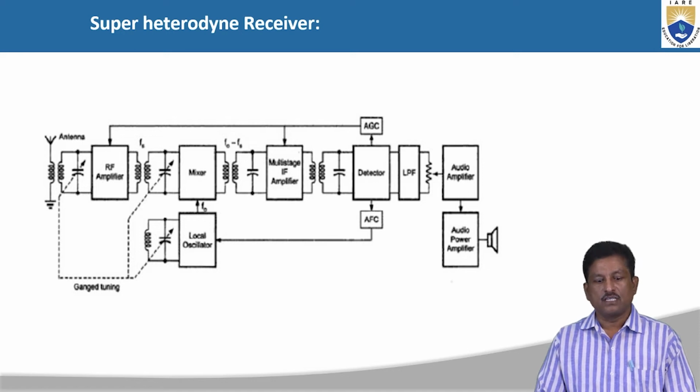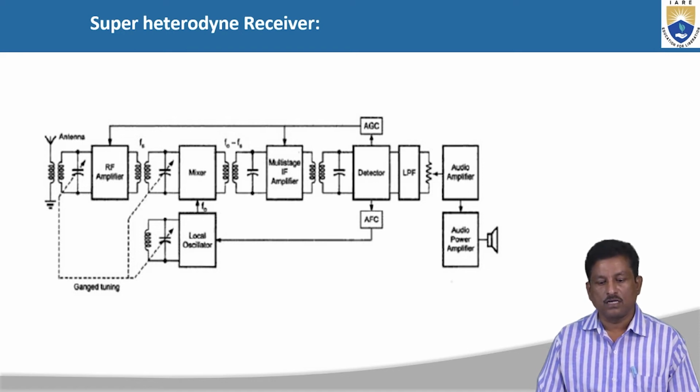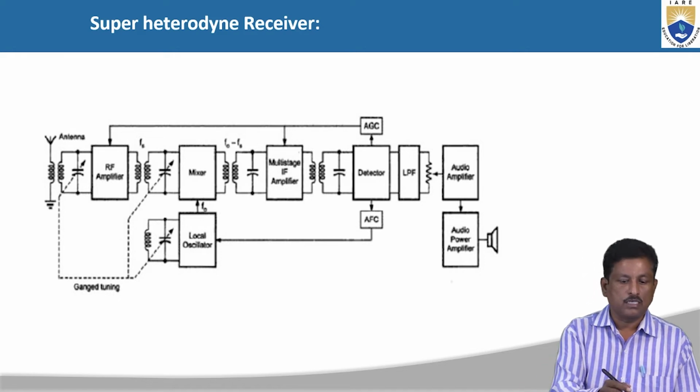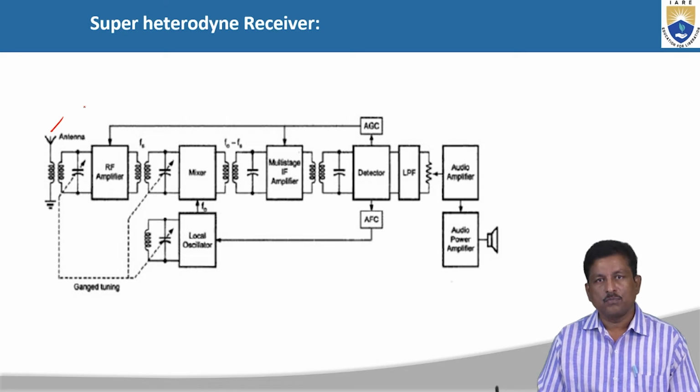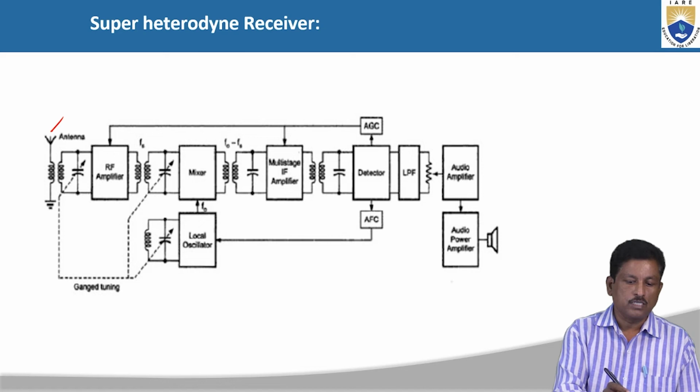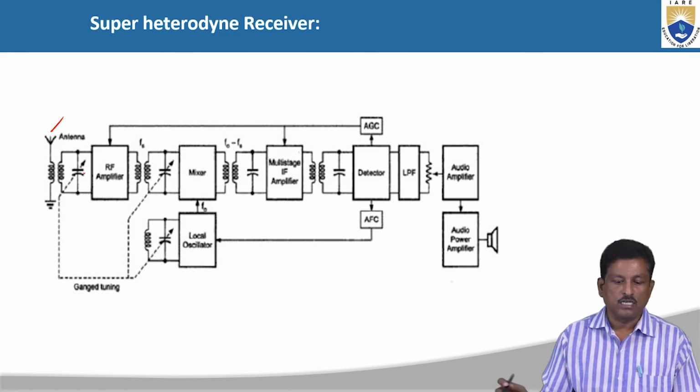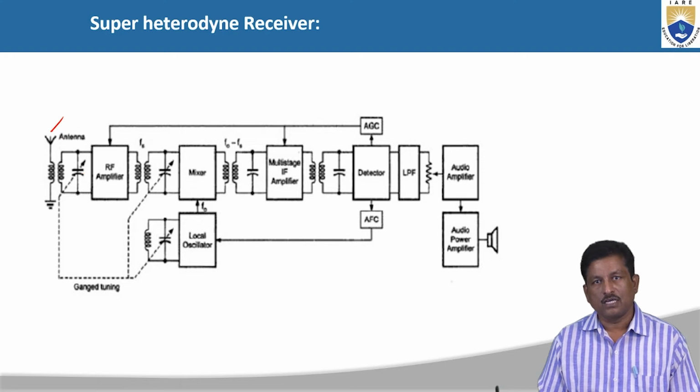So this is the circuit diagram, or the basic diagram, of the superheterodyne receiver. It is similar to the TRF receiver. There is an antenna, by the operation of which we receive the desired signal frequency. The combination of L and C acts as a tuner, which can tune to the desired frequency.